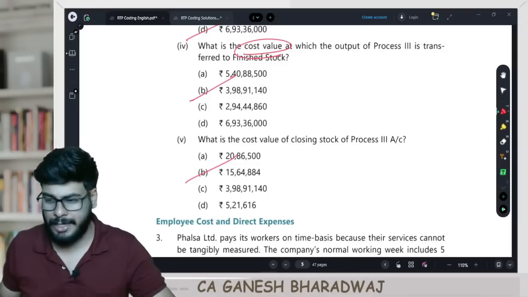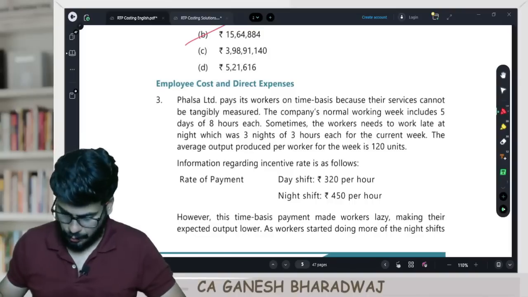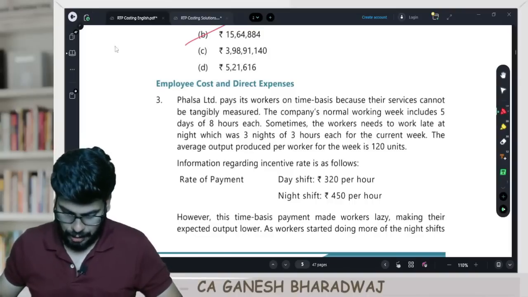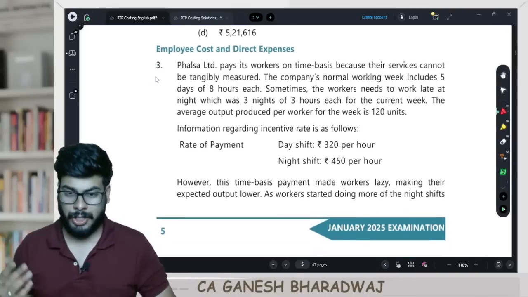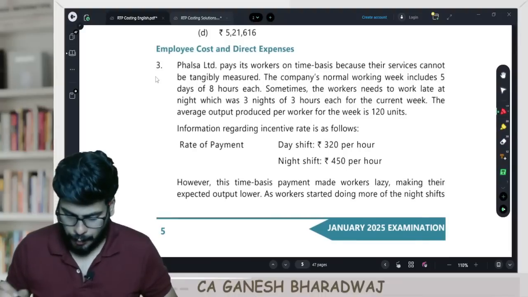Now let's go on to the next question. Now, let's go to the next question number 3. So this question is from the employee cost chapter. So let me read out the question for you.